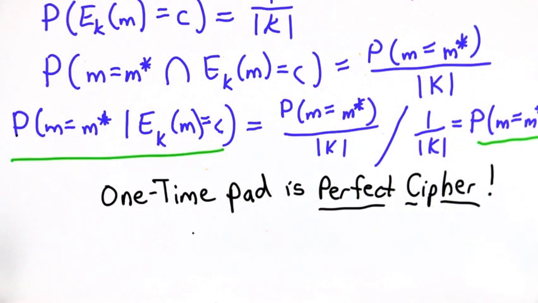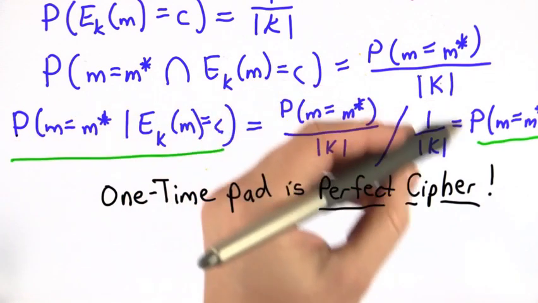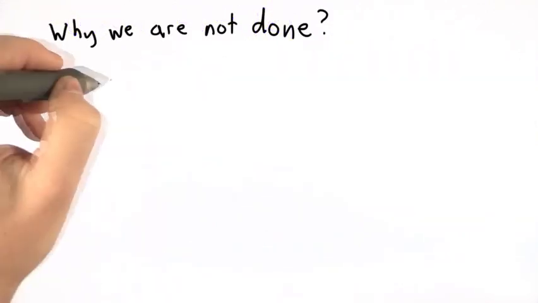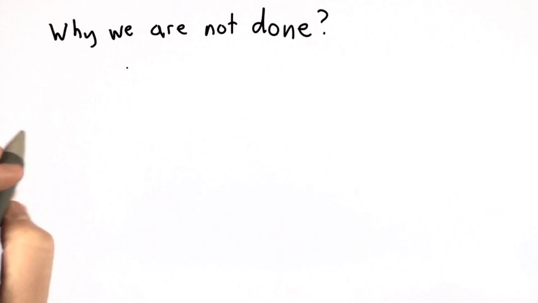So you might think the class should be over. We've achieved our goal of perfect secrecy using a cipher that was invented over 100 years ago and is actually provably perfectly secret. So we're not quite done yet. There are some pretty serious problems with the one-time pad.